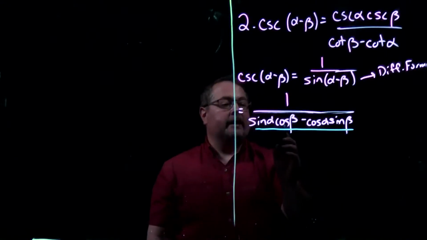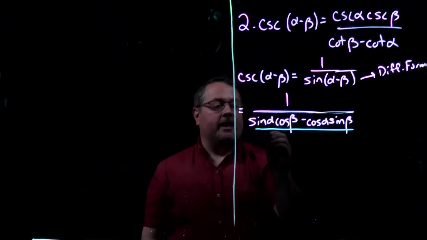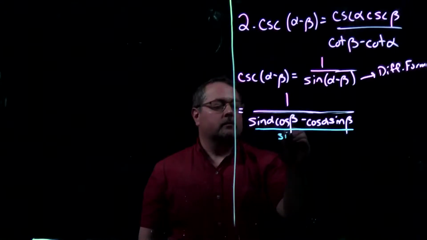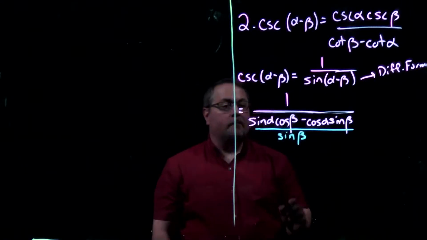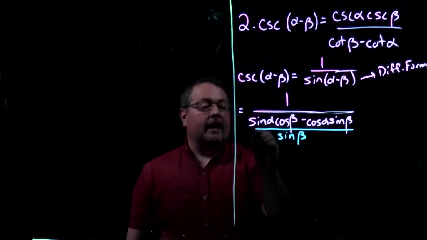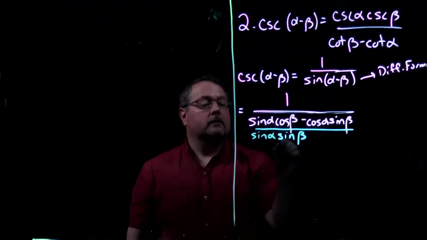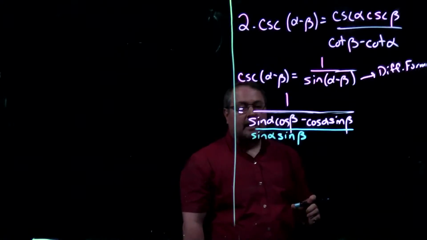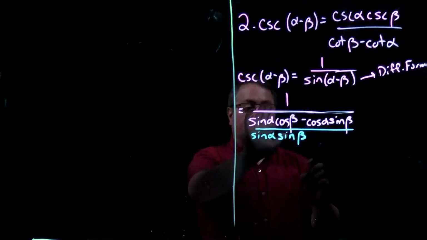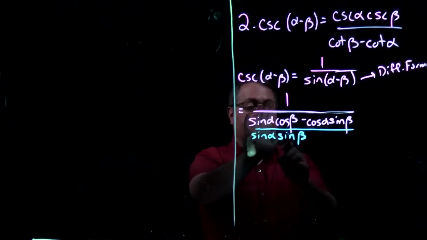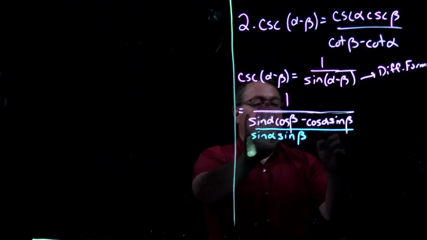Well, cotangent beta is cosine beta over sine beta. So we would need to divide by sine beta. But we also need to get rid of this sine alpha, so we need to divide by sine alpha as well. So when we do that with our first term, sine alphas will go away. We'll have cosine beta over sine beta is cotangent beta.